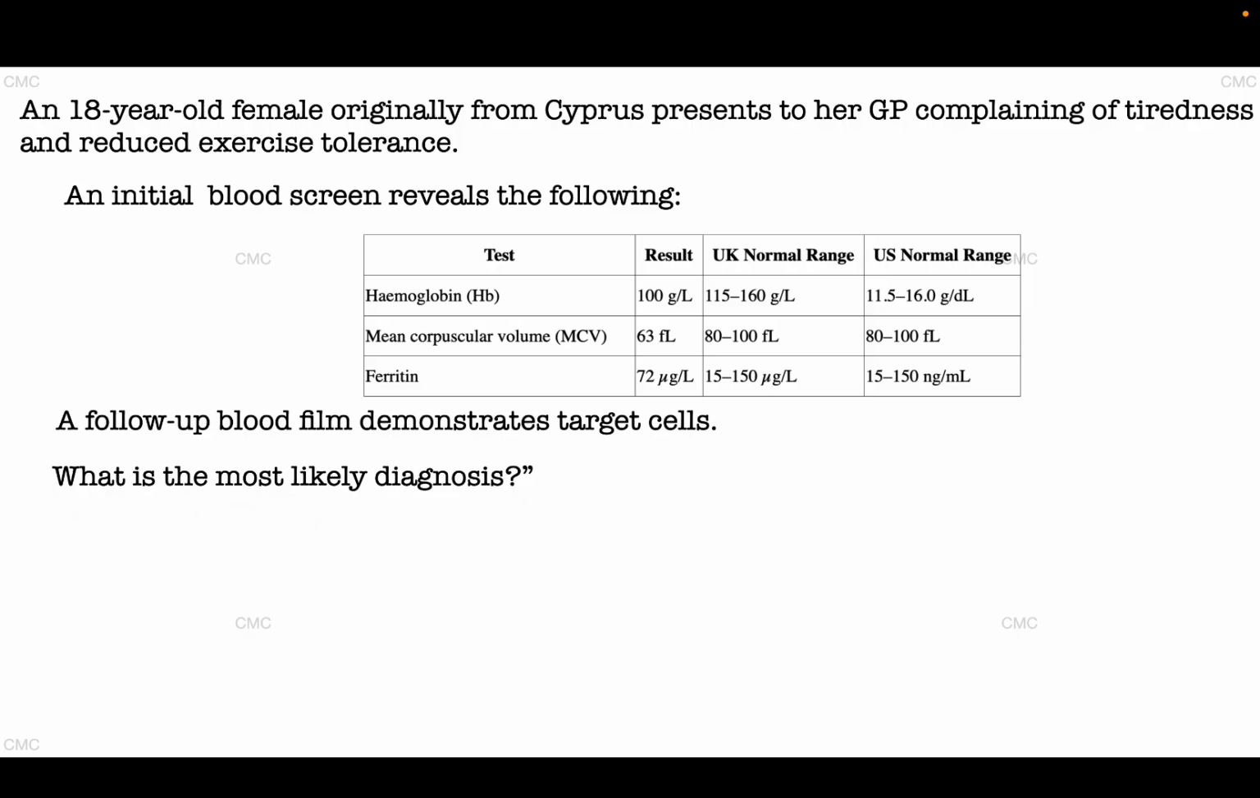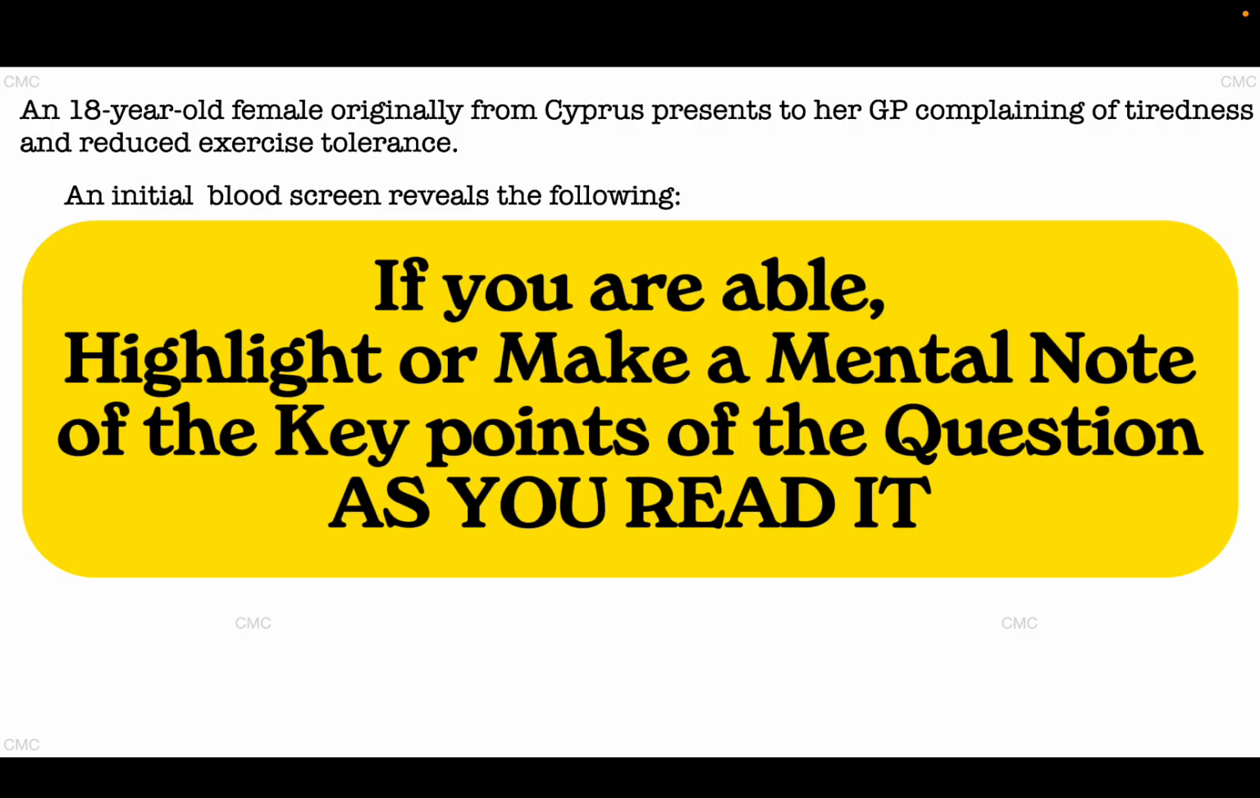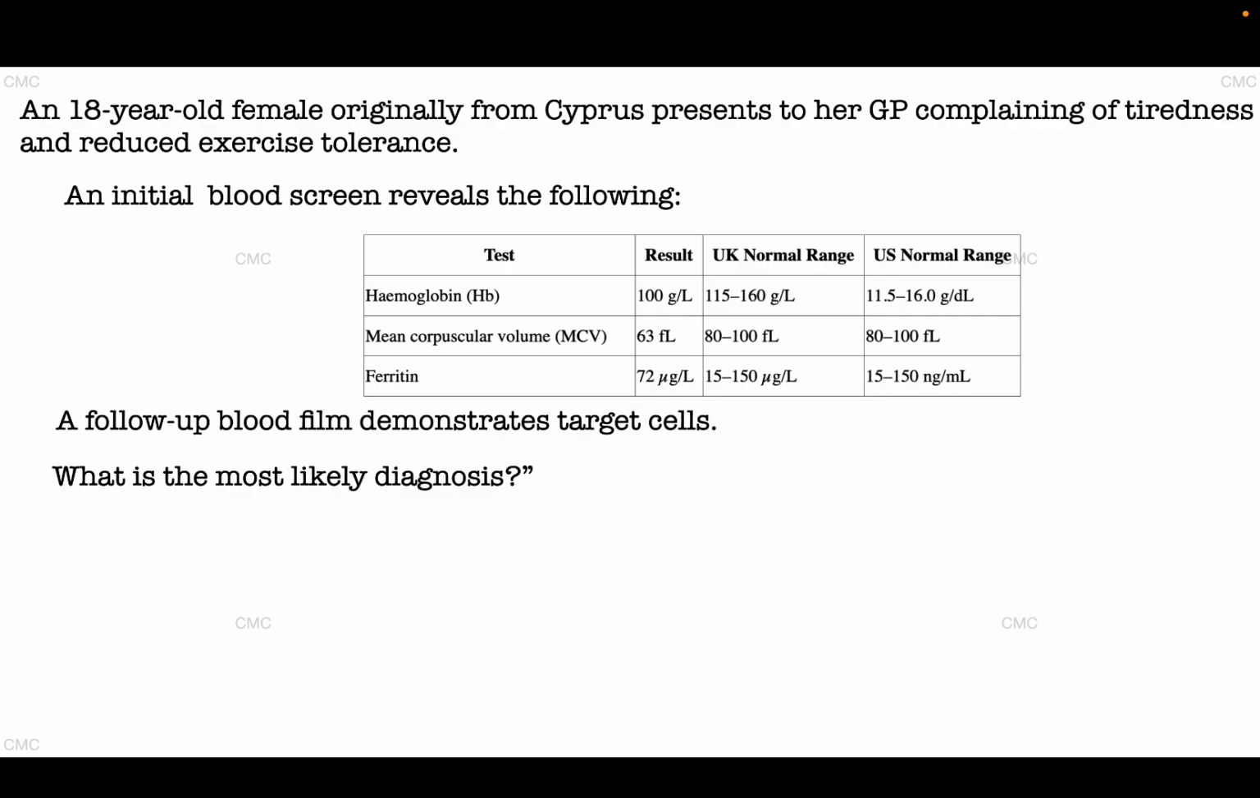Now, before we look at the options, let's break down a few things. Nowadays, most exams are computer-based, but if you're sitting a paper-based exam, a useful technique is to highlight the key clues in the question stem as you read the question. What we're doing here is training ourselves to identify the giveaway points of the exam question, the information that actually drives the diagnosis. So let's go through this step by step.